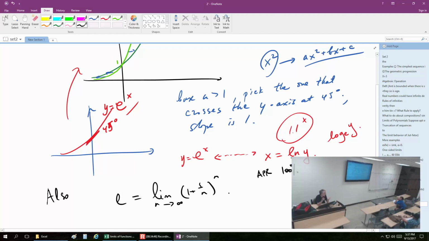But the interesting thing is that you're not ending up with an infinite amount. You're ending up with e. So if your APR is 100%, you get at best, no matter how many times you compound, at most e dollars per dollar.